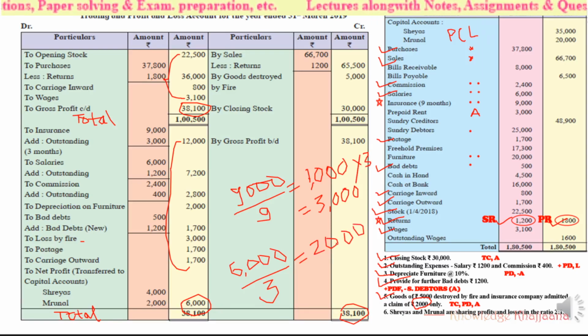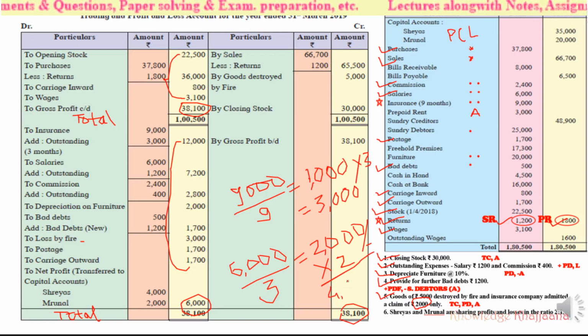So one part of the share would be given to whom? Would be given to Mrunal. So Mrunal will get rupees 2,000, and 2 parts of profit will be given to Shreyas. So 2,000 into 2, because Shreyas has 2 shares of the profit. So Shreyas will get profit of rupees 4,000. Okay, so in this way profit will get distributed to Shreyas and Mrunal.